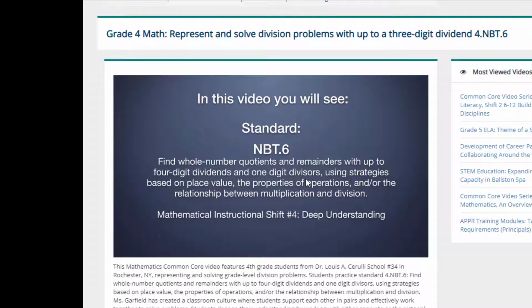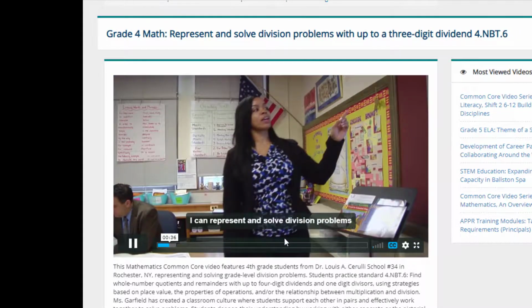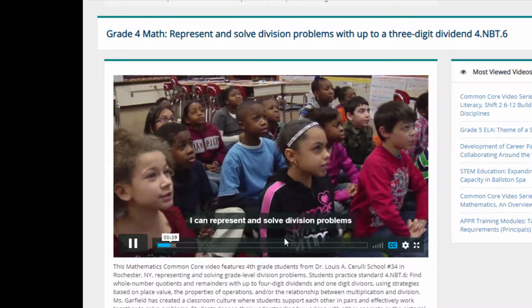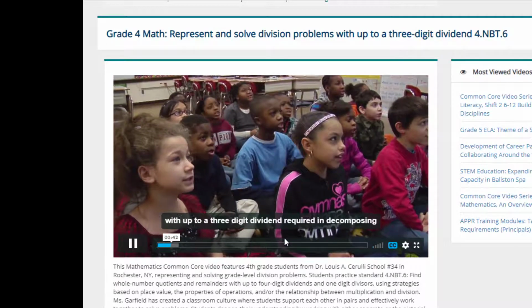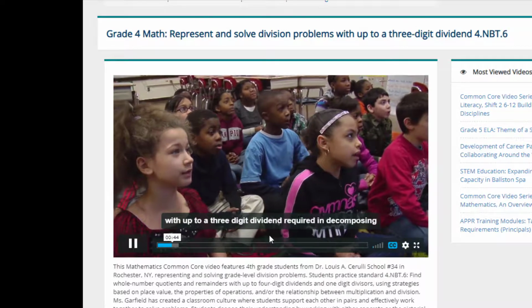So at this point, she was having the students divide 3-digit numbers by 1-digit numbers, using strategies based on place value, the properties of operations, and/or the relationship between multiplication and division. And specifically, she was aiming to address the mathematical instructional shift number 4, which is deep understanding. As I watch this, this is what she wanted the students to know, that the place value is important when working with long division, right?